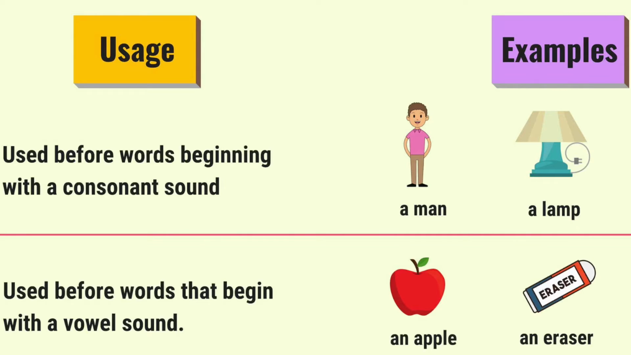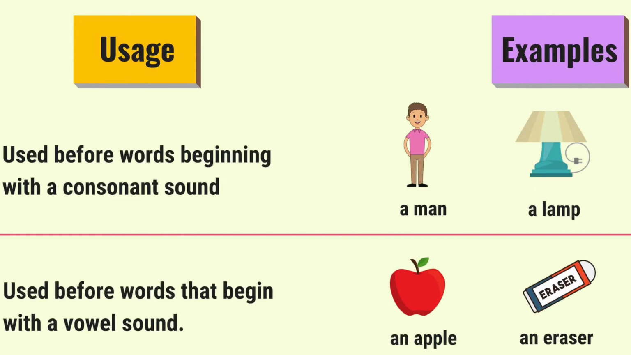However, in every rule in English, there is an exception. Here we have an exception. If the first letter of the word is a consonant but it is not pronounced, we use an before it, like my mother is an honest woman.